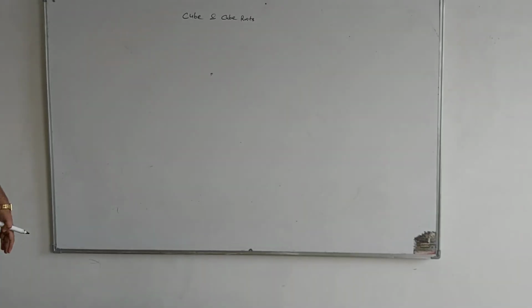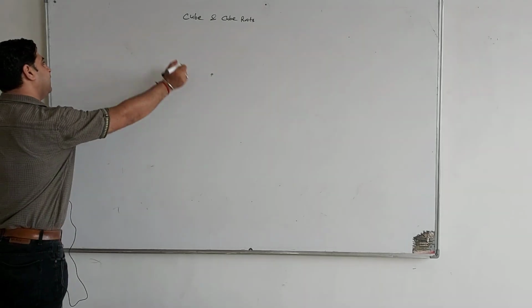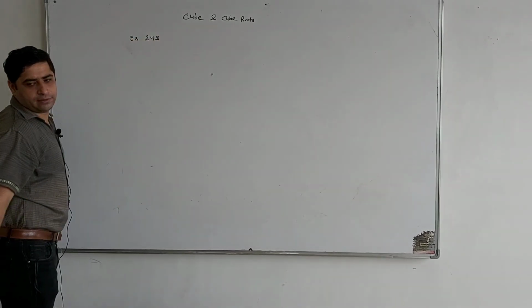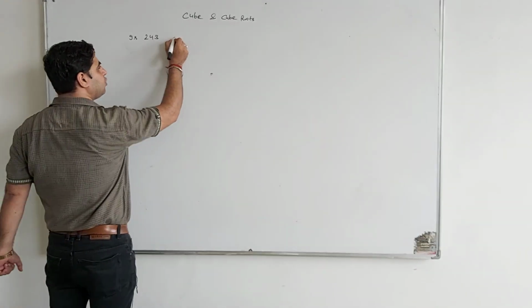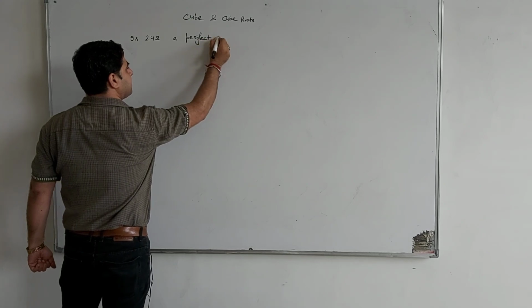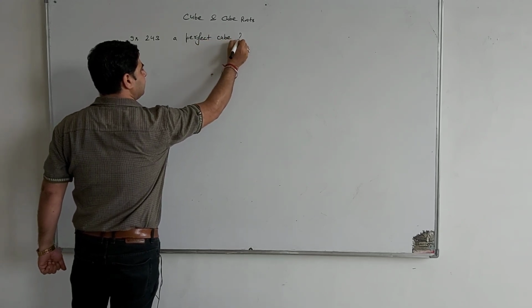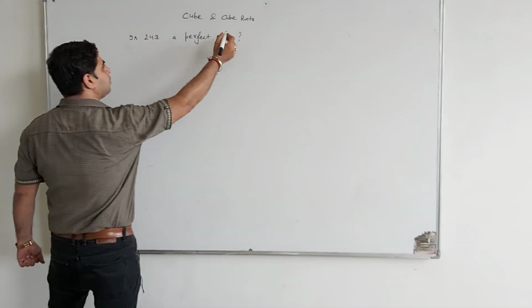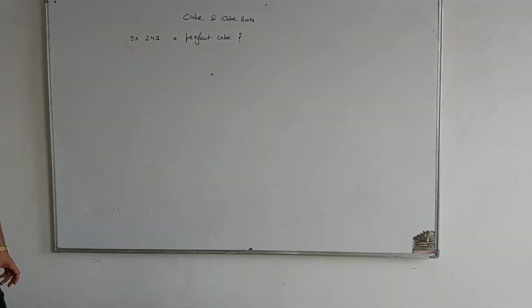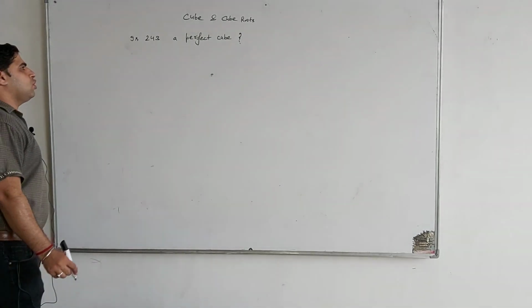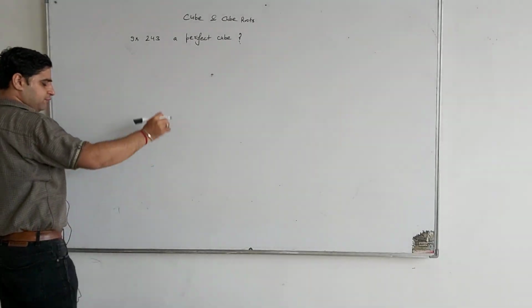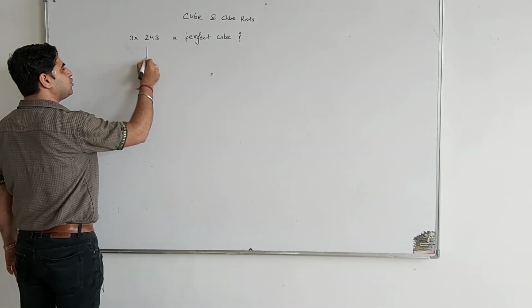Here is the first question: is 243 a perfect cube or not? To check for a perfect cube, first we use the prime factorization method.